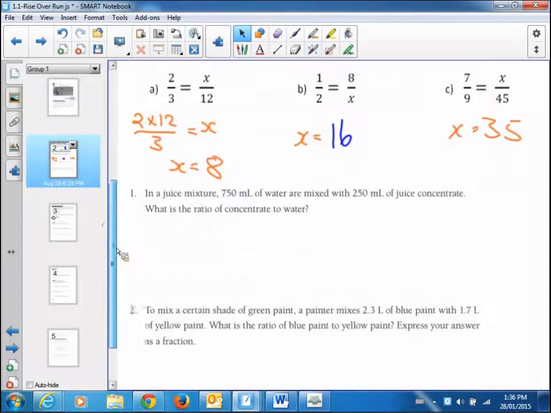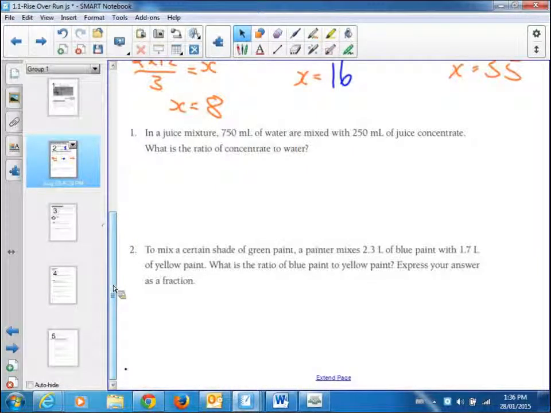I always saw problems in using this kind of stuff. Well, the old juice master. A juice mix: 150 mL of water is mixed with 250 of juice. What's the ratio of concentrate to water? How do we set this up? There's nothing to even solve.